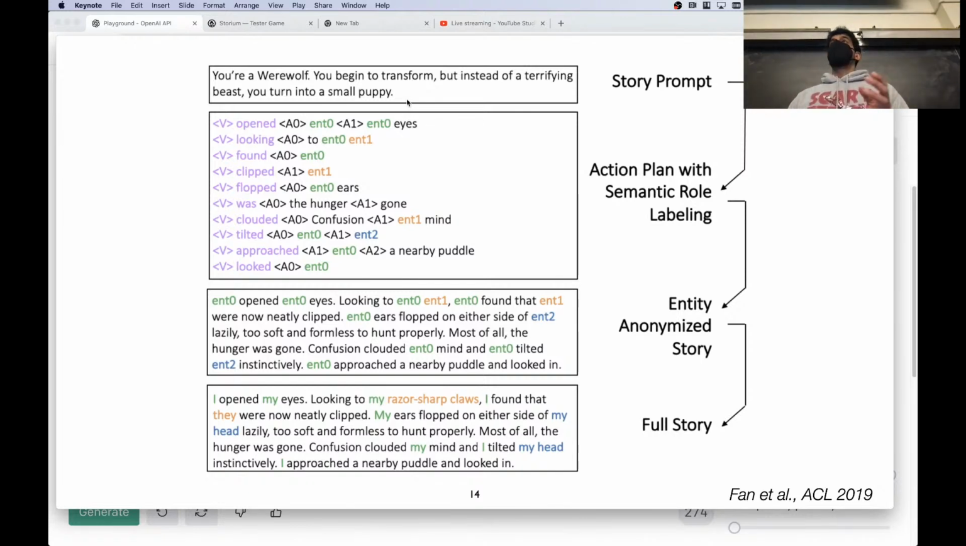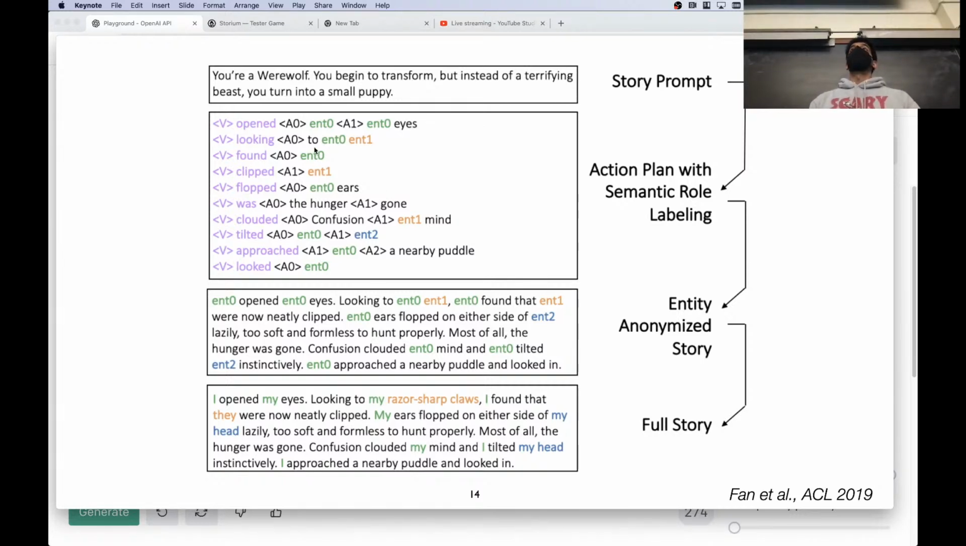From this prompt, you first train a model to produce a sequence of these semantic role label triples. So you have, for each sentence, a verb and the arguments. Like, what is being opened, the eyes here. And here you can have another sentence. So, okay, you've opened your eyes. What's the next verb? Okay, you're going to use your eyes to look at something. What's the next verb? Oh, you looked and you found something, and then so on. So this is heavily reliant on verbs to define the outline of the story, but also the arguments of each verb. Like, the hunger was gone, essentially, was the meaning of this.